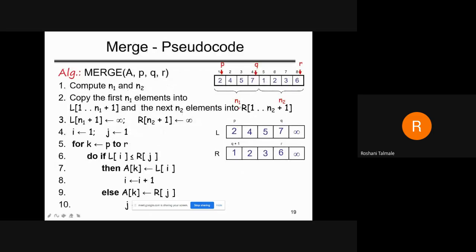Now, from the previous discussion, whatever I have explained to you about the variables I, J, K, P, Q, R, from that logic we have to write this pseudocode. Now it's easy to understand.